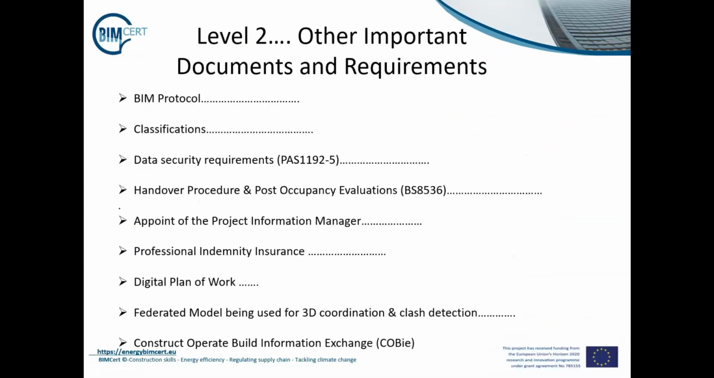Some important other documents that are required to achieve Level 2 include the BIM protocol, what classifications should be followed, data security requirements, such as PAS 1192-5, what handover procedure and post-occupancy evaluations, such as the UK government Soft Landings, the appointment of a project information manager, as well as important other BIM related roles.